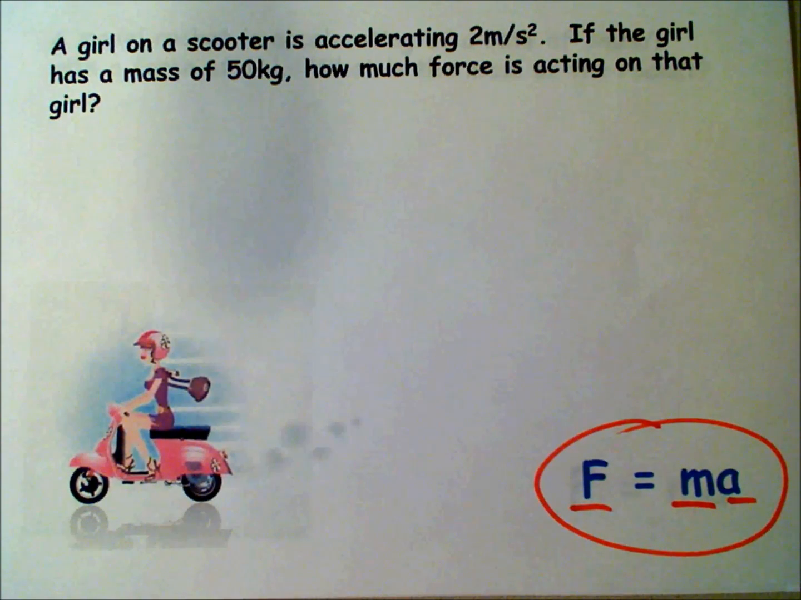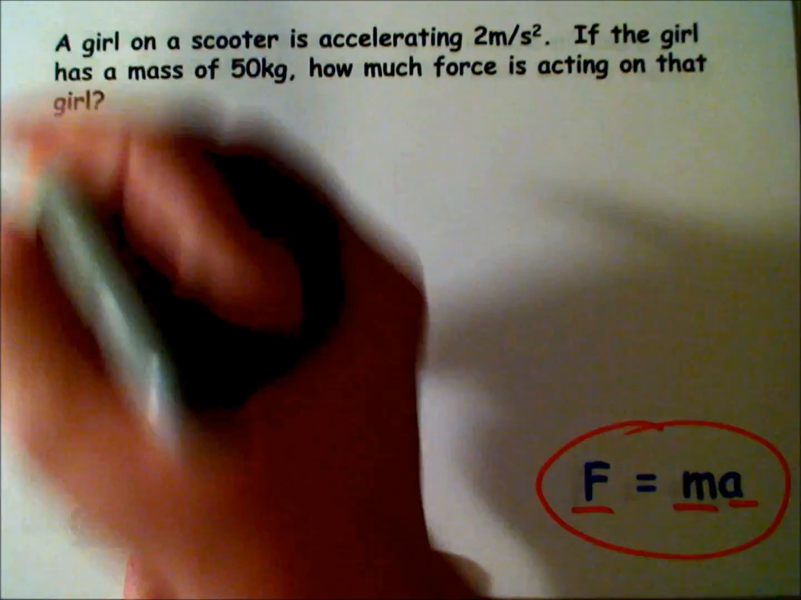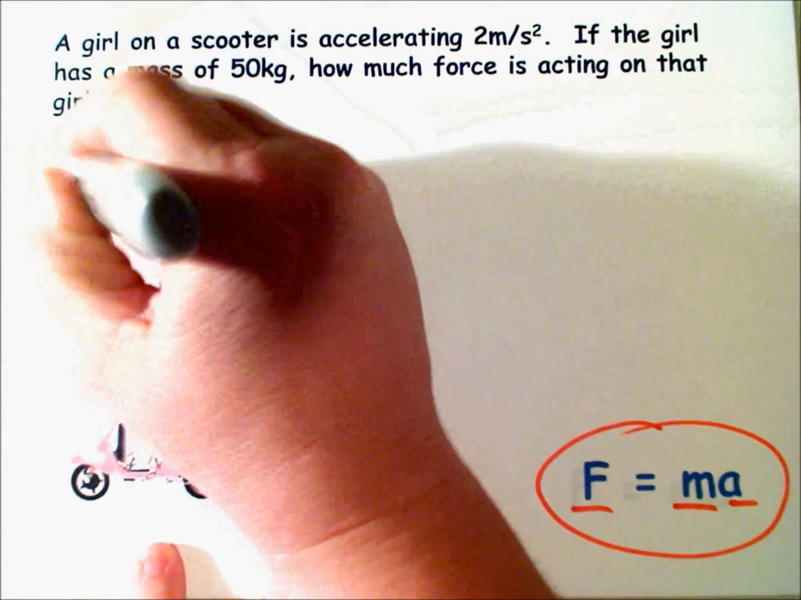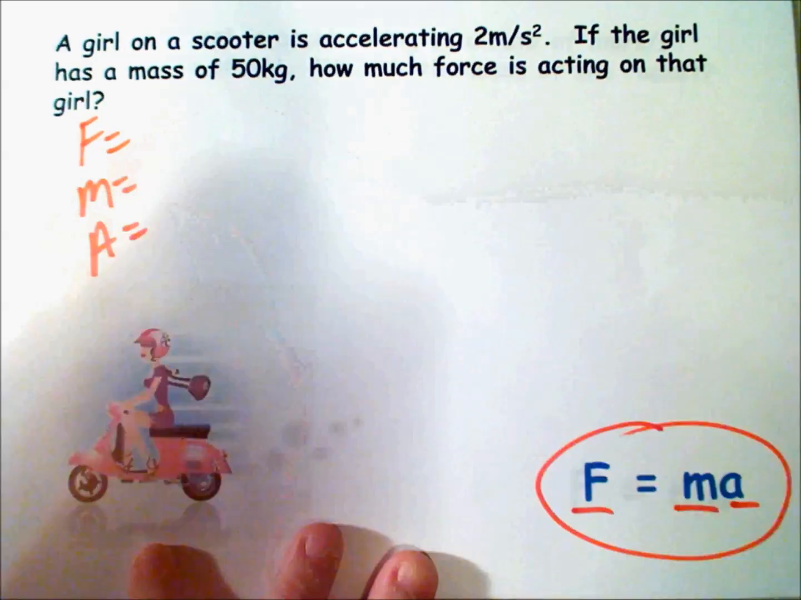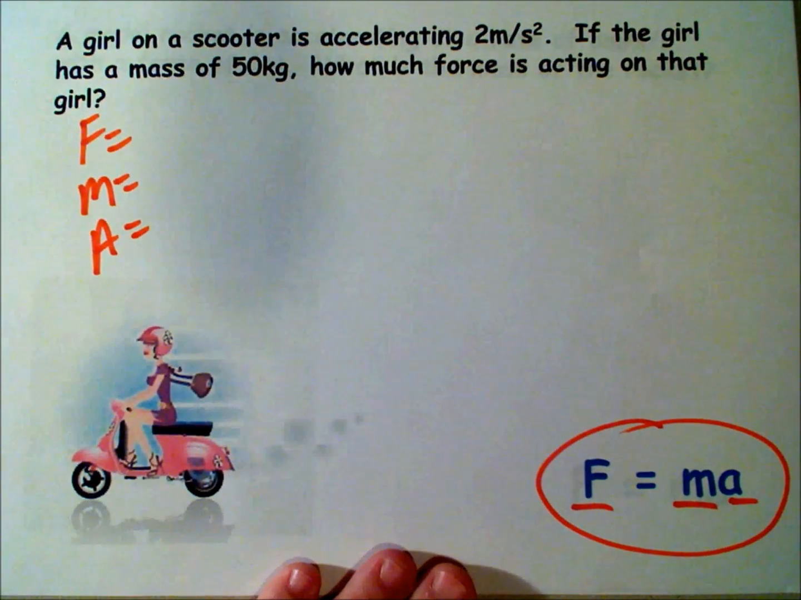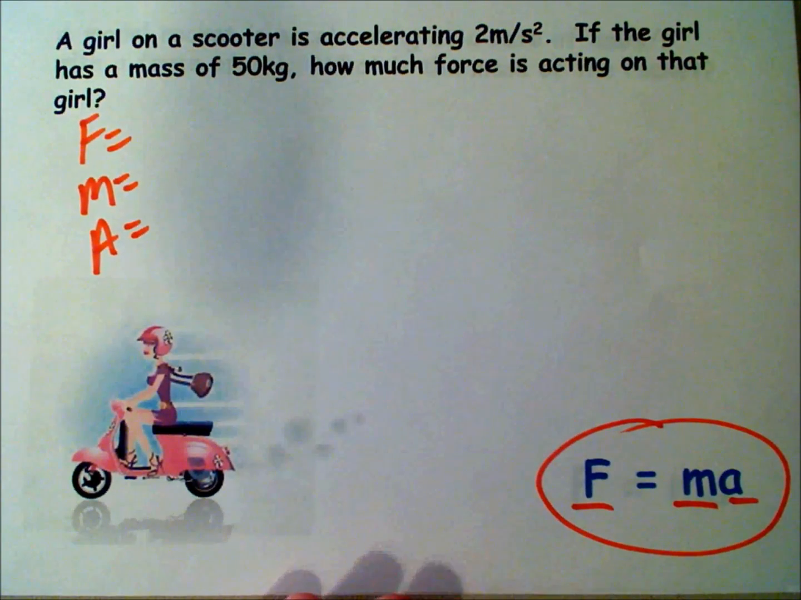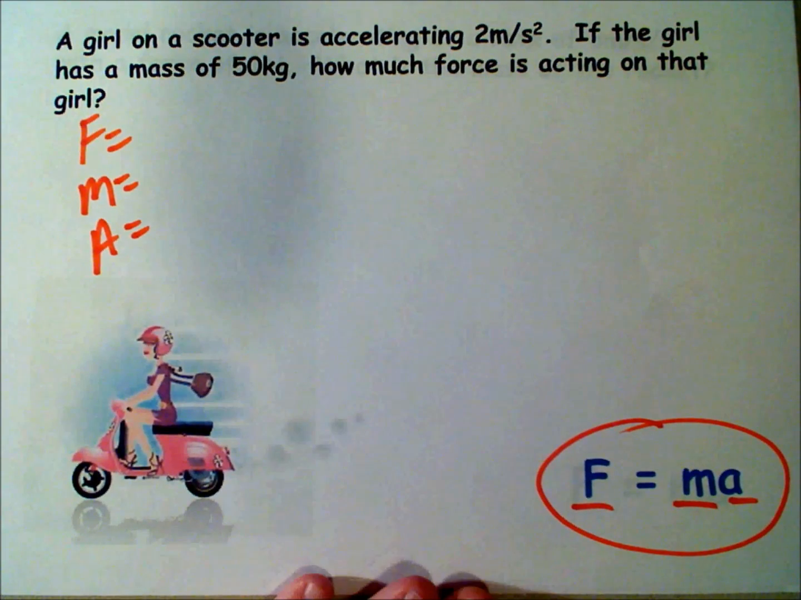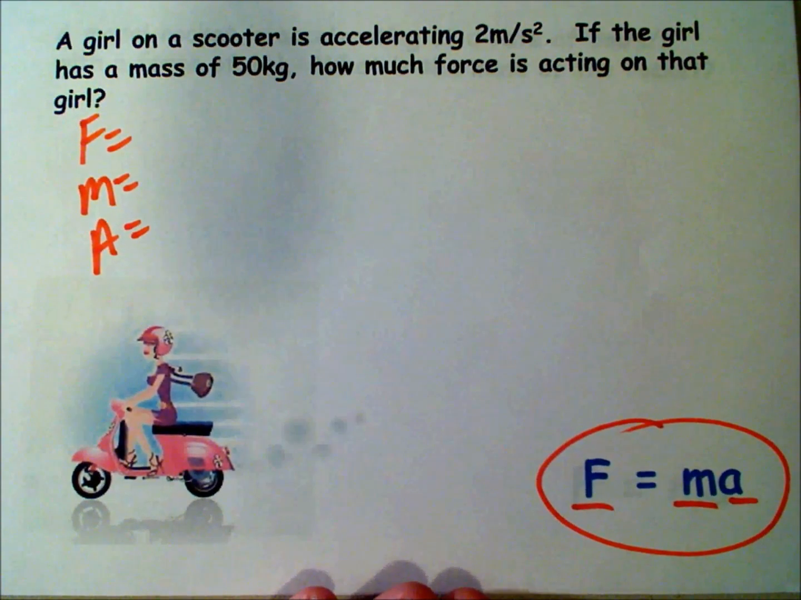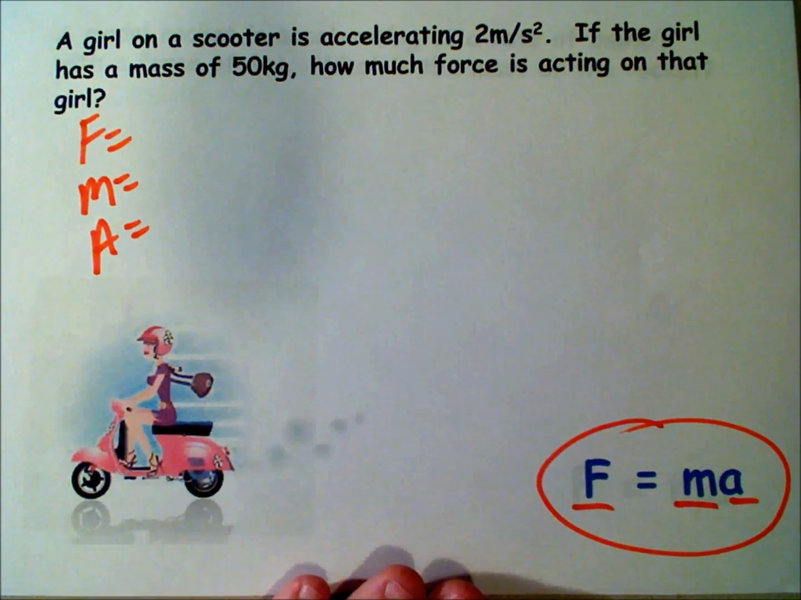The first thing we want to do is read the problem and write down what we know and what we don't know. Do we know force? Do we know mass? Do we know acceleration? So let's read the problem. A girl on a scooter is accelerating at 2 meters per second squared. If the girl has a mass of 50 kilograms, how much force is acting on that girl? So let's go ahead and figure out what we know and don't know.